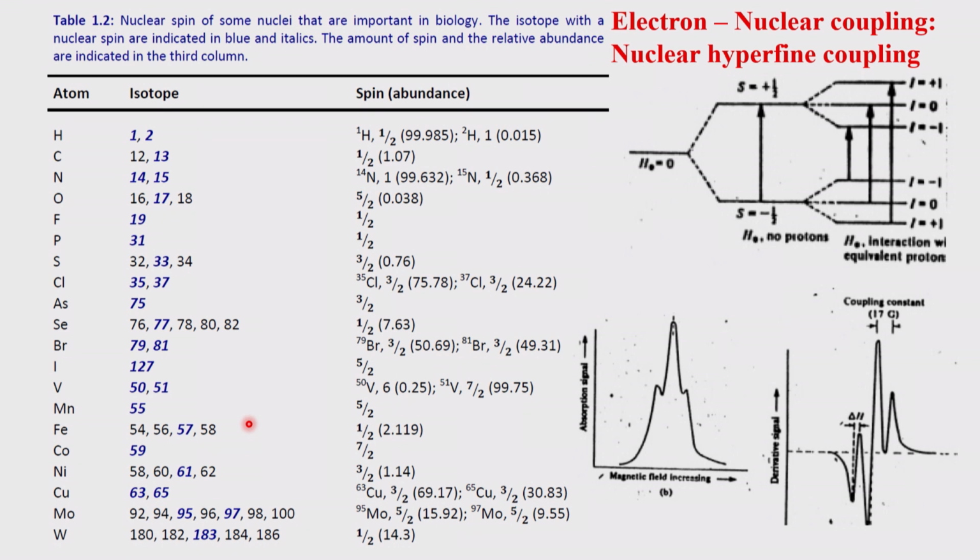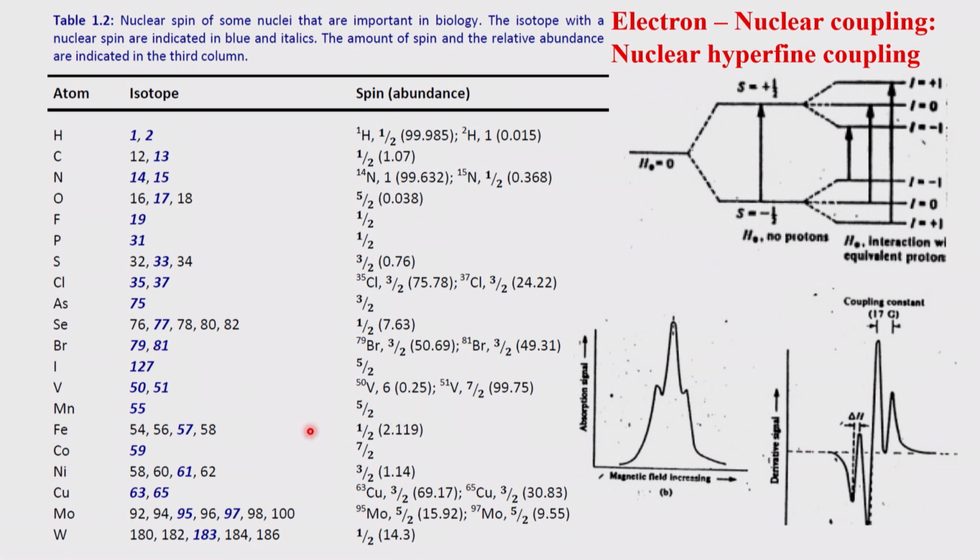So how many such nuclei are there? You will understand this more as we keep going. Take vanadium, for example, 50 and 51. Both have spin values, but the 50 has only 0.25%, which you can fully ignore, and vanadium 51 has 7/2 with 99.75%, almost 100%. So in the case of vanadium, you need to consider only 51, but not 50.